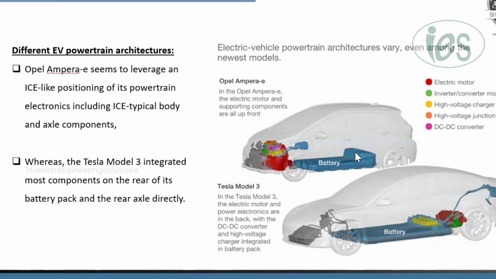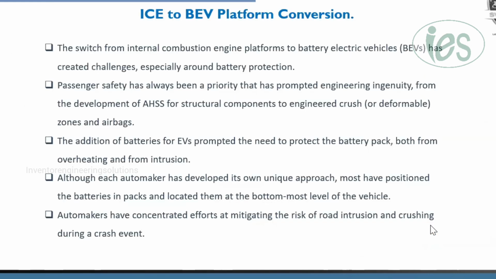Here, this is the battery which is modified in order to adapt to the typical ICE body structure. Whereas this Tesla model has a bigger battery, and there are no IC engines. Directly, it's a pure EV vehicle.